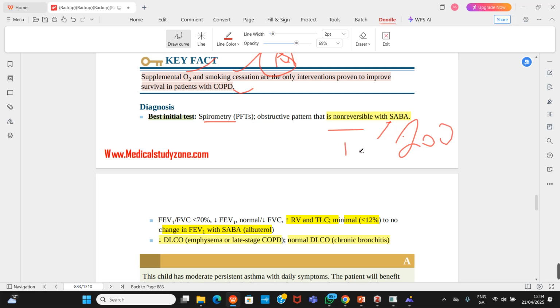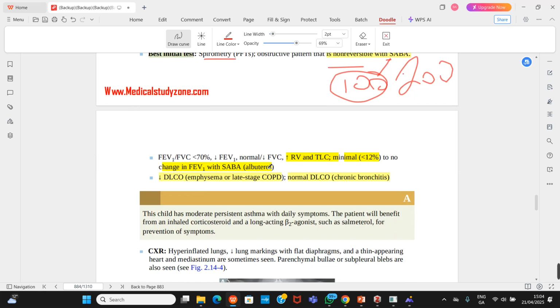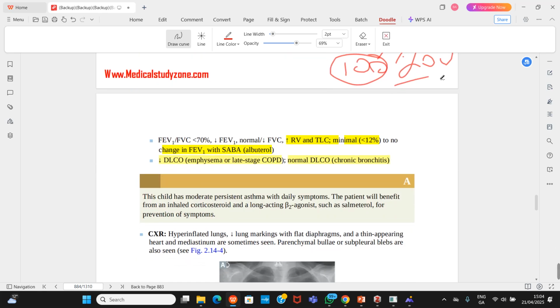So if they give you 100, somebody that doesn't have understanding will think it has improved. They will go and pick asthma. No. At 100, that is still in keeping with COPD. Very important stuff because it's no more than 200.